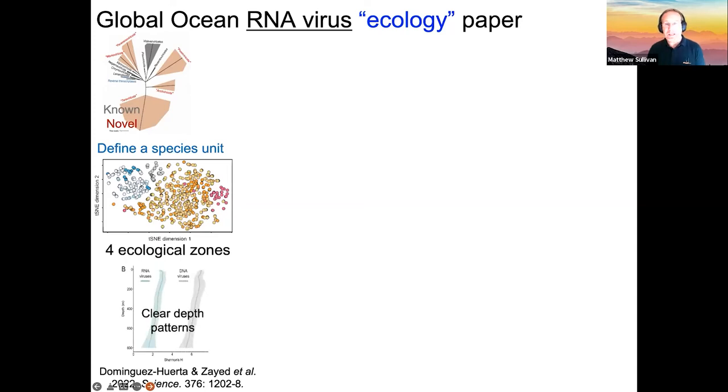We can begin to see clear depth patterns. In green are the RNA viruses, starting with high diversity based on Shannon's H in the surface waters and decreasing with depth. And that paralleled largely what we saw with DNA viruses.